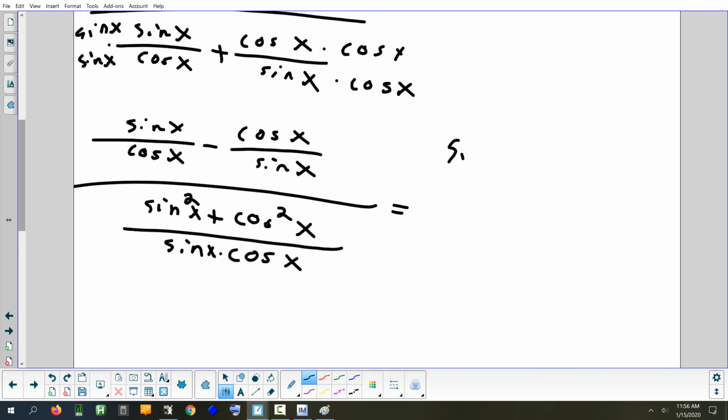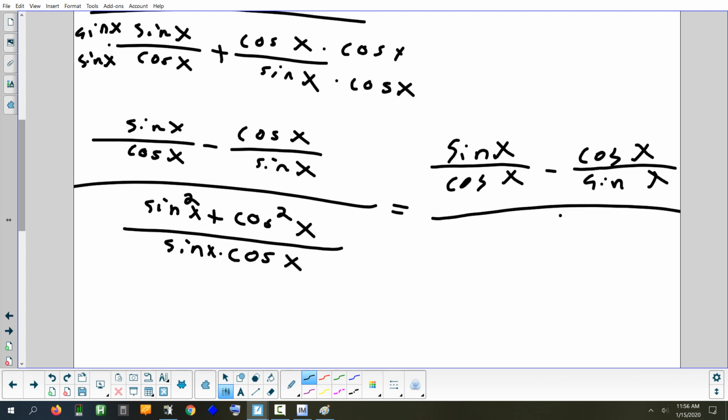again. So sine over cosine minus cosine over sine, all over 1, and then sine, cosine.